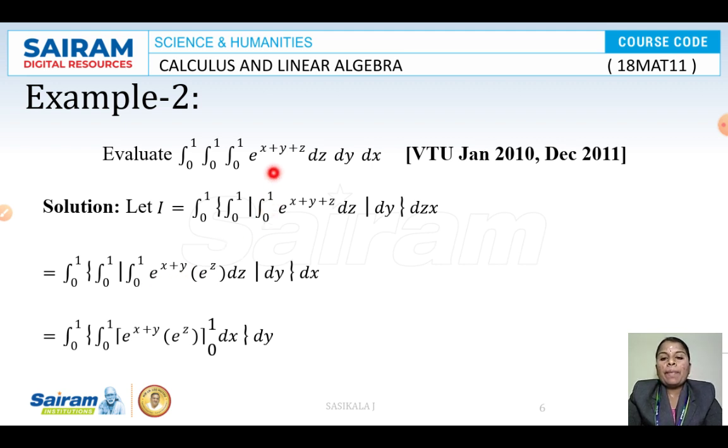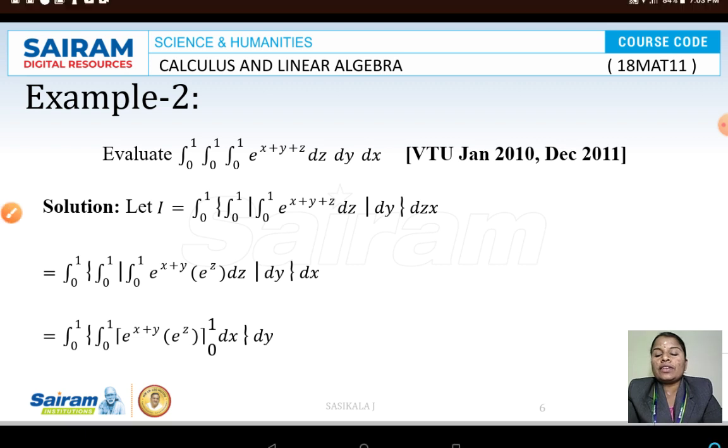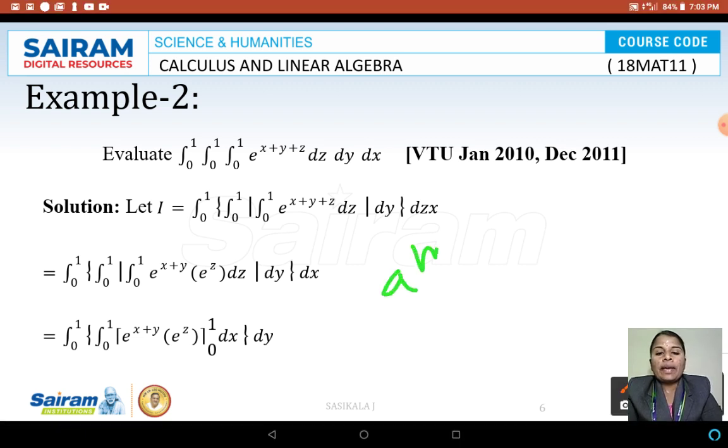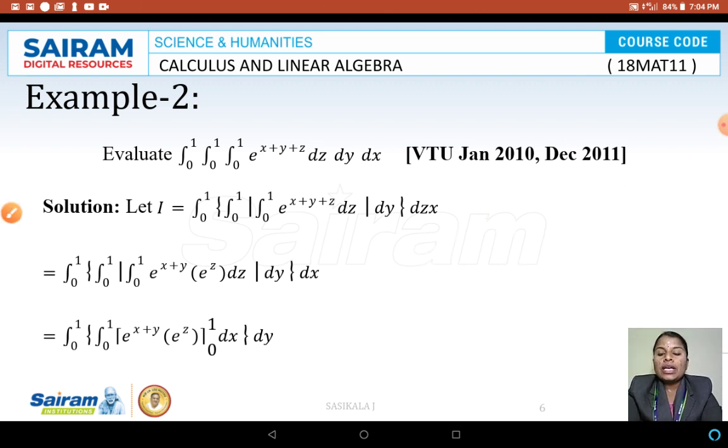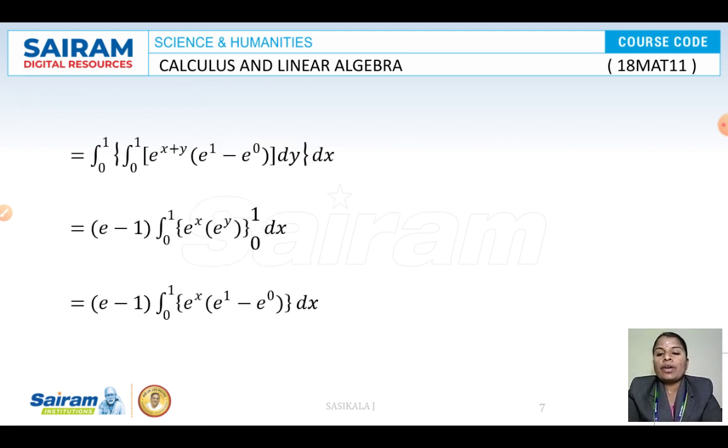So now e power x plus y plus z, we can use the formula a to the power of m plus n can be written as a power m into a power n. So I can write this exponential as e power x plus y into e power z, because we are integrating only with the term of z. So e power x plus y into e power z, integration is e power z, with the limit of 0 to 1. I'll get only the term e power 1, that is e, minus e power 0, which is 1. So I'll get e minus 1 as a constant I can take out.